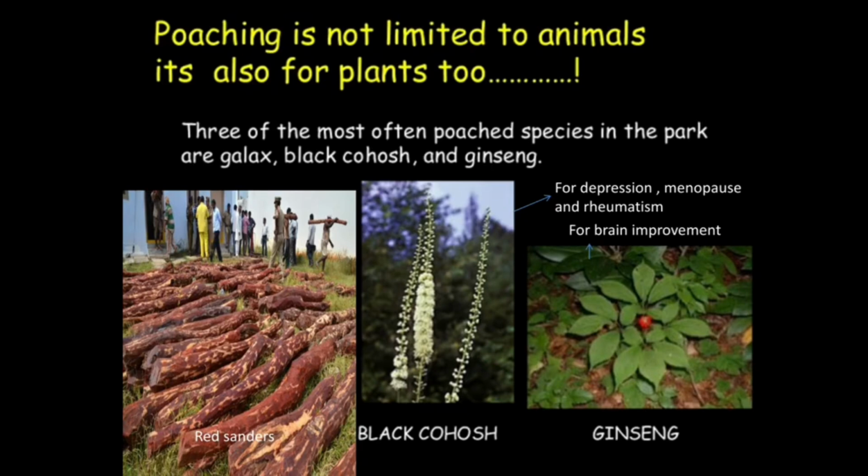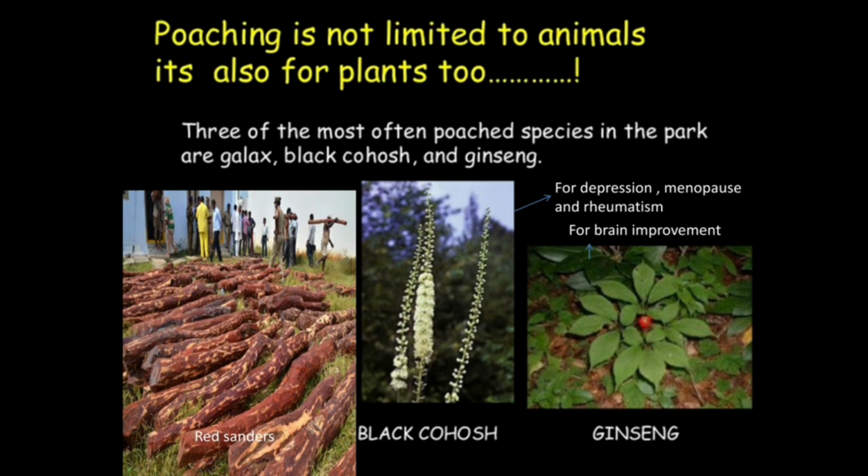In this picture, you can observe the red sanders from the Seshachalam hill forest of southern India, especially the Chittoor, Kadapa, Anantapur and Nellore districts. This red sanders has been cut in huge amounts.